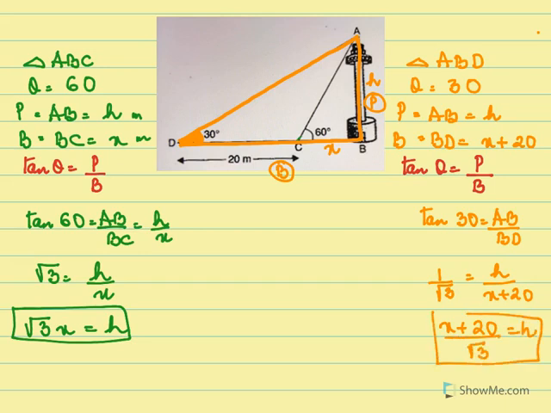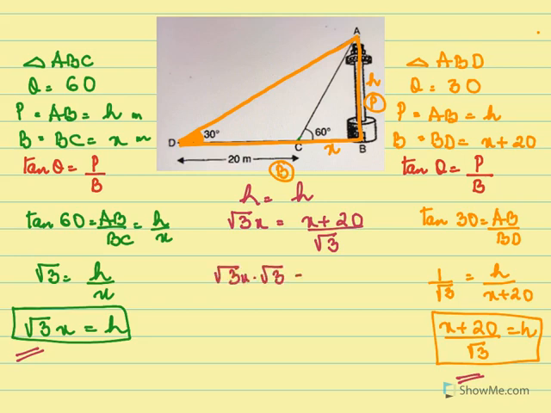So we got H. By now you will realize we have two values of H. We've got H out here and we've got H out here. So in this next part I'm going to equate for H. So I'll do root 3 x equal to X plus 20 over root 3. I cross multiply. Root 3 x root 3 equal to X plus 20. Root 3 into root 3 is 3. 3x equal to X plus 20.